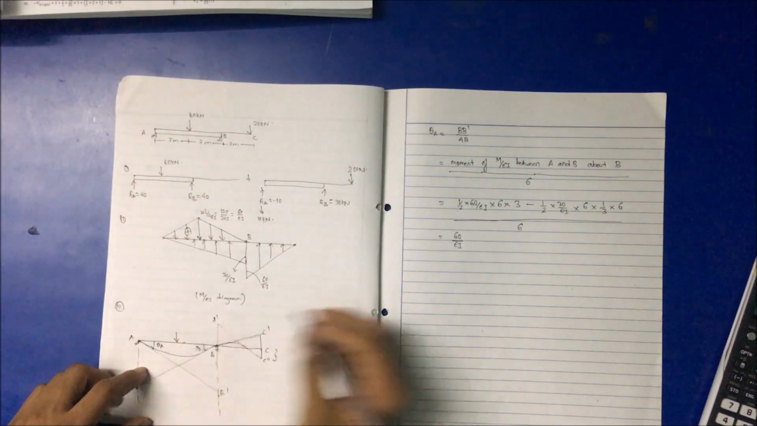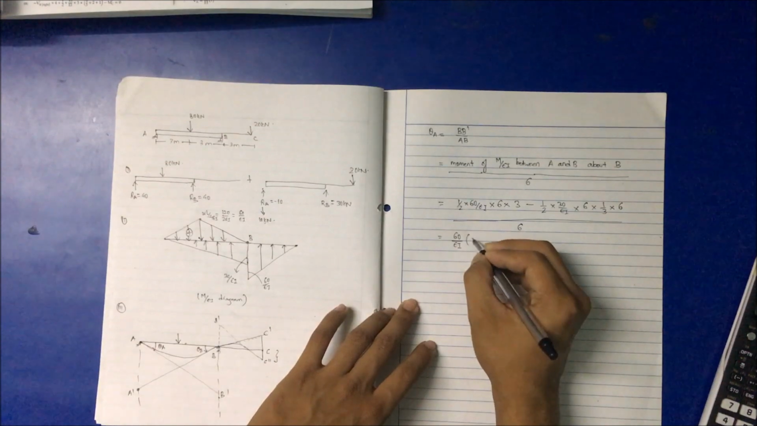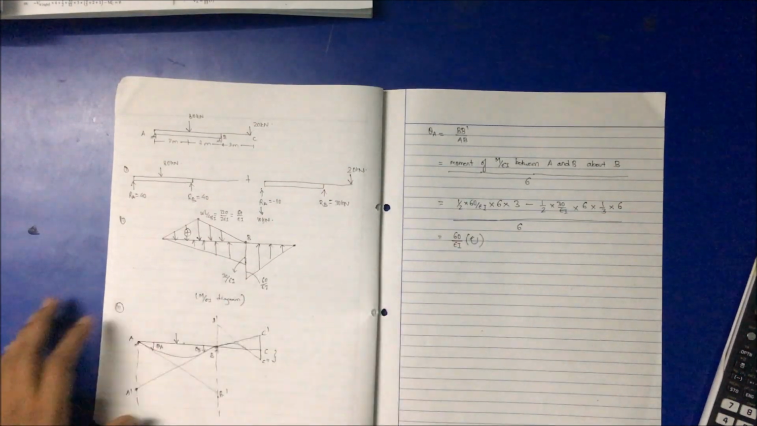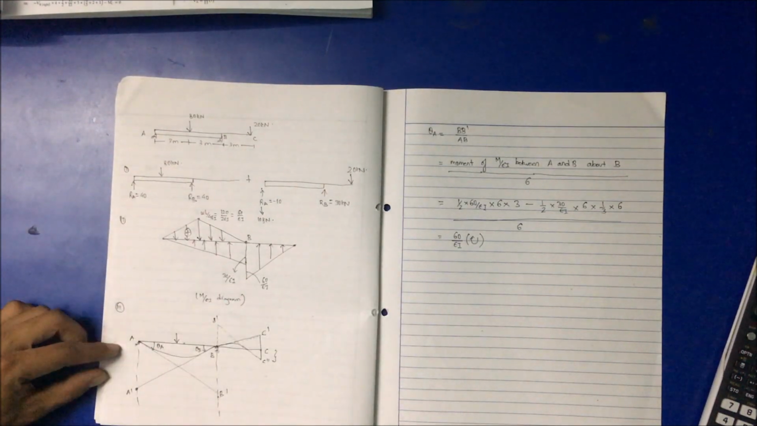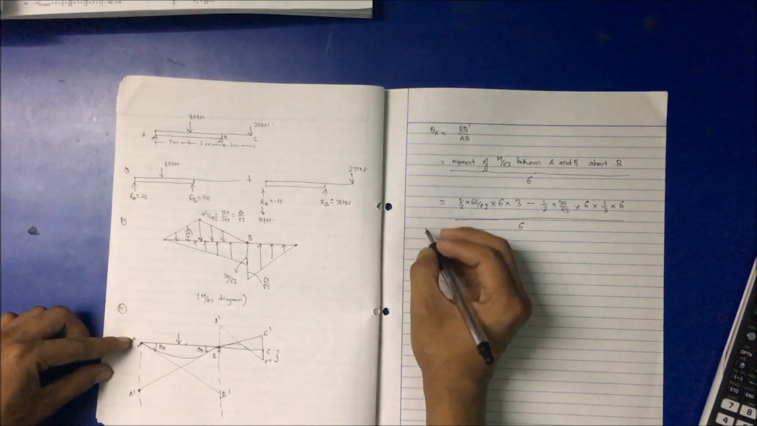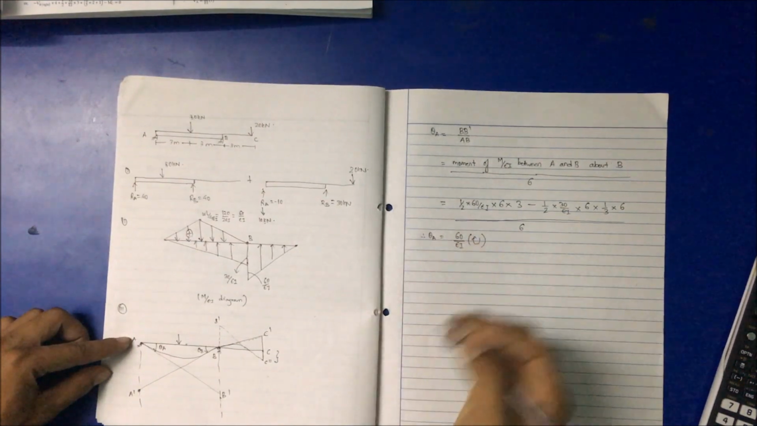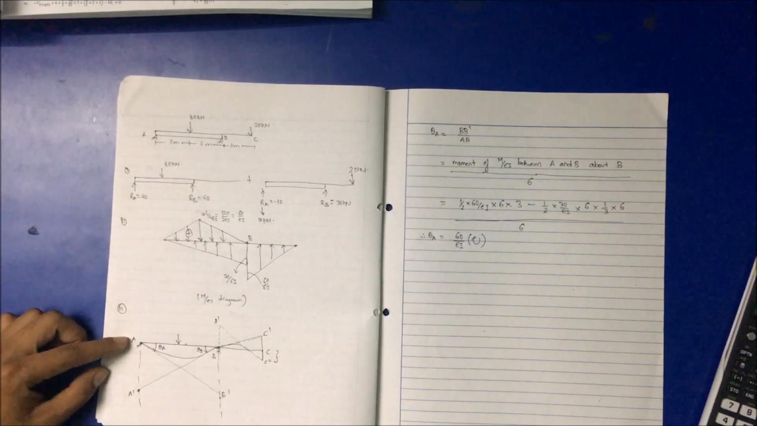clockwise rotation, so 60 by EI is the slope or rotation at point A. Therefore theta A is equal to 60 by EI.